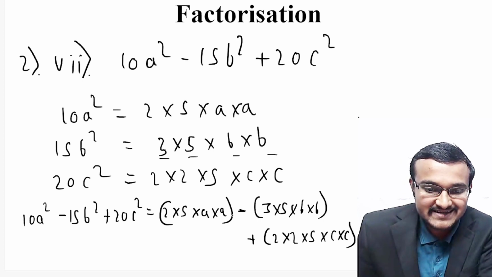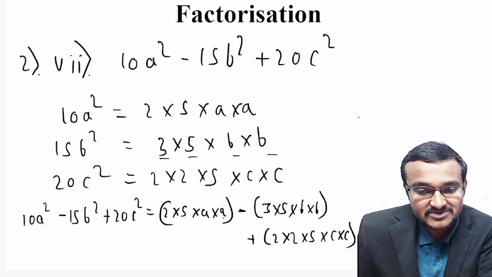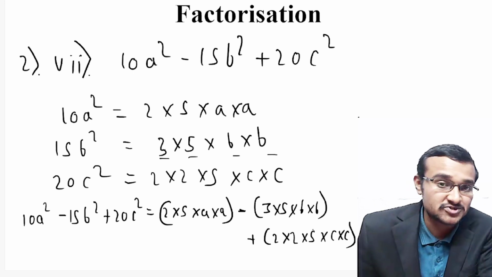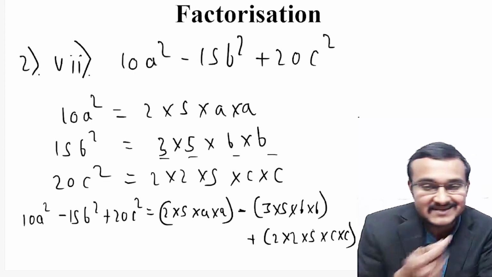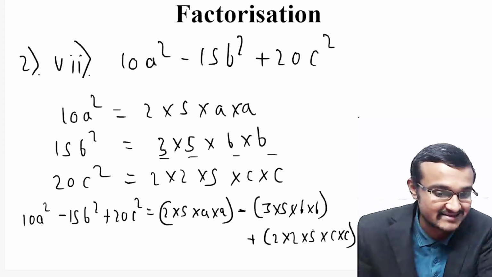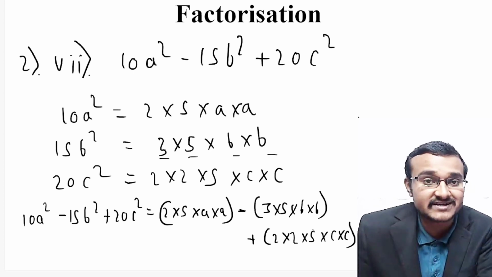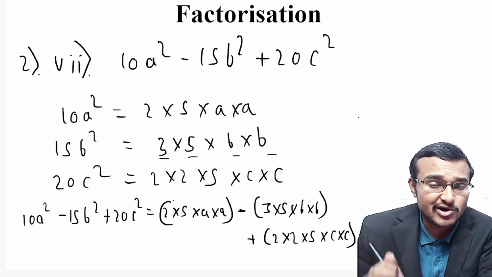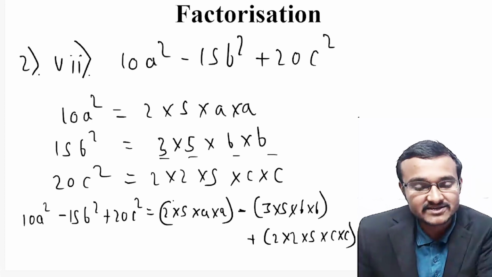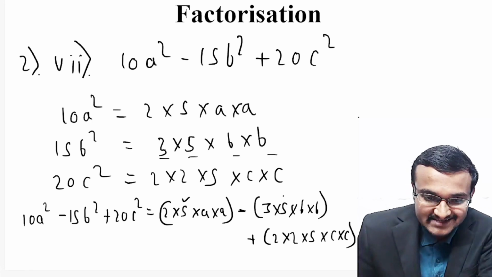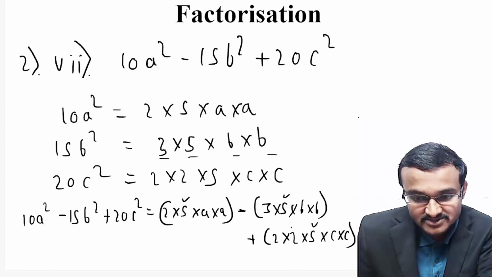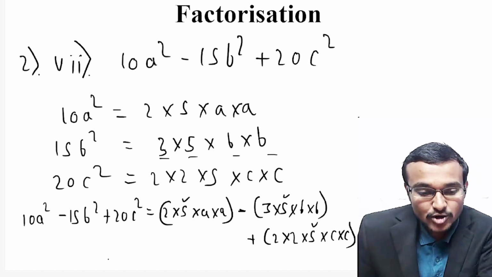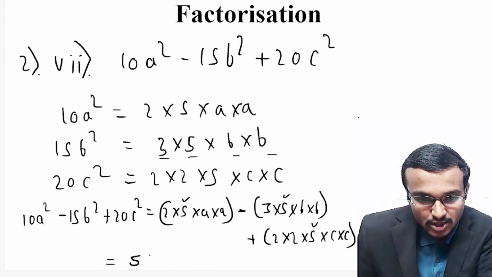Here you can see there is no a in the other two terms, there is no b in the other two terms, there is no c in the other two terms. So a, b, c cannot be the common terms of all these three terms in this particular expression. So now what are the common factors in these three terms? Here 5 is common in all these three terms. So only 5 is the common element. So 5 you can take outside.